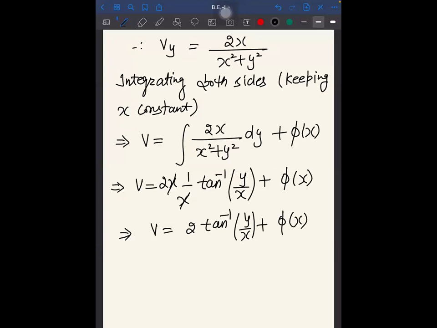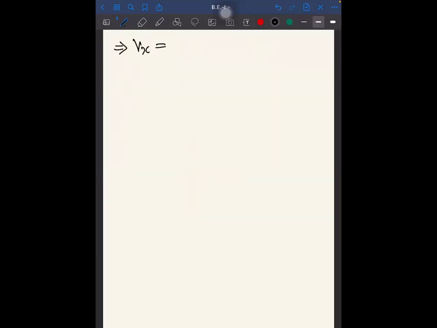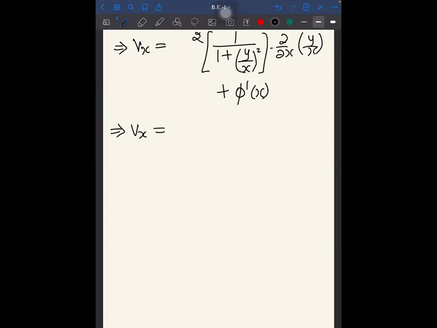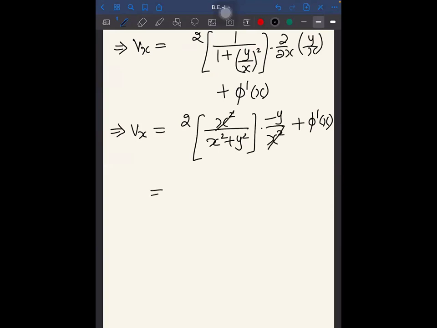So what are you gonna do now? Differentiating partially with respect to x. So what are we gonna get? Vx is equal to 2 times 1 upon 1 plus y by x whole square into partial derivative of y by x plus phi dash x. So that is Vx is equal to what? 2 x square upon x square plus y square into minus y by x square plus phi dash x, right? So that x square and x square will get cancelled. Minus 2y upon x square plus y square plus phi dash x. That is Vx. And what was your Vx?